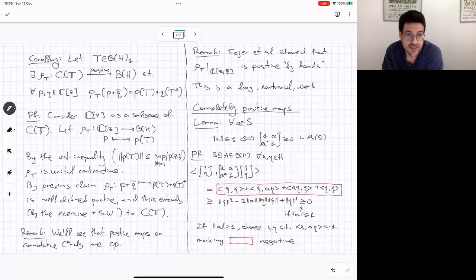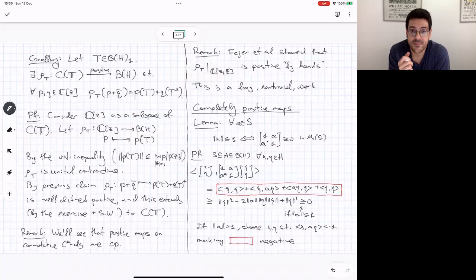But what does this lemma tell us? It tells us that if you know that your map is 2n positive, then it is n contractive. So if it is UCP, unital completely positive, then it is completely contractive.